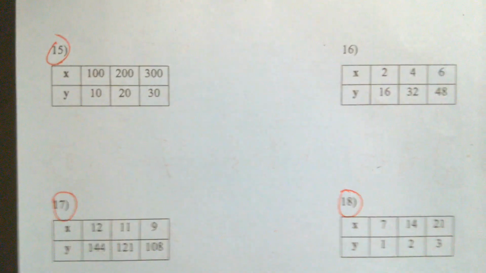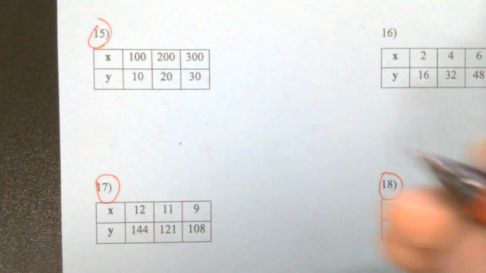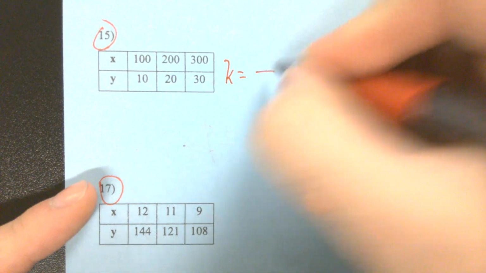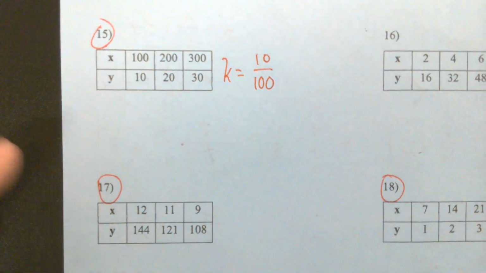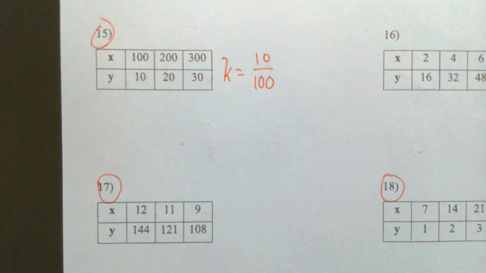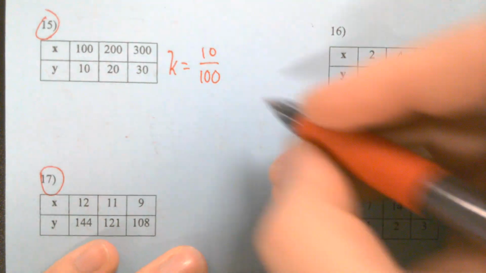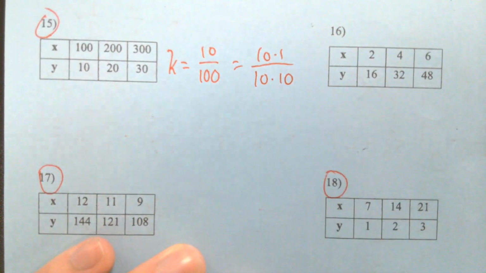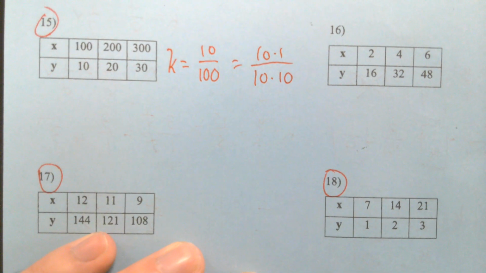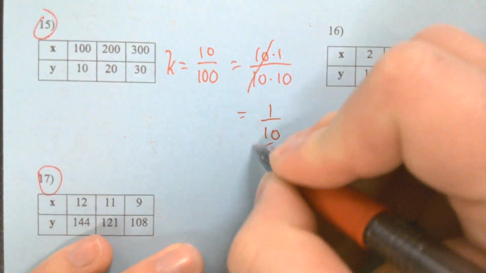Flipping over to 15. 15 is an ugly one. But if we do y over x, what's our first fraction going to look like? 10 over 100. Are we going to get a fraction here or a whole number for our answer? A fraction. Smaller numbers on top. So on the top we got 10 times 1. On the bottom we got 10 times 10. Anything we can cancel here? A pair of 10s go away. And all we're left with is 1 over 10.